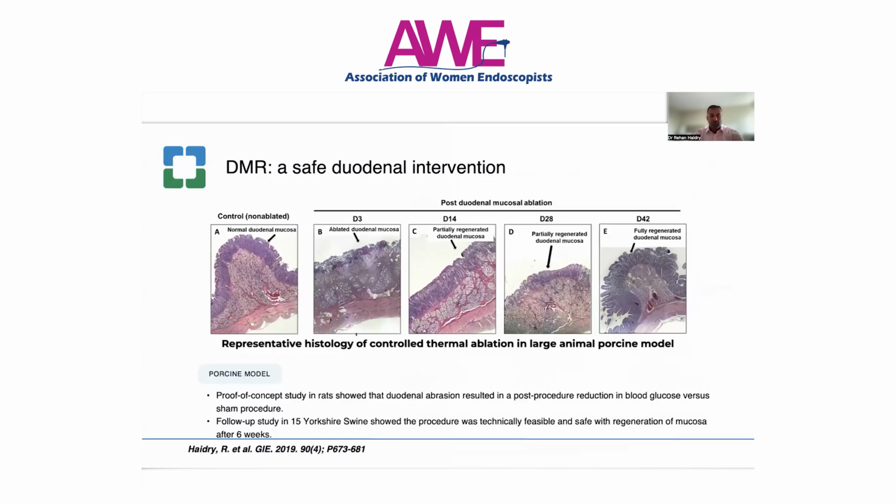A proof of concept for duodenal manipulation and duodenal ablation was a study that was carried out several years ago now, before we did any of the human work. It was in rats, where we used duodenal abrasion with an abrasive brush. Post procedure, this led to a reduction in blood glucose versus sham animals. And you can see that it also led to a completely normal regeneration of duodenal mucosa after the initial injury.